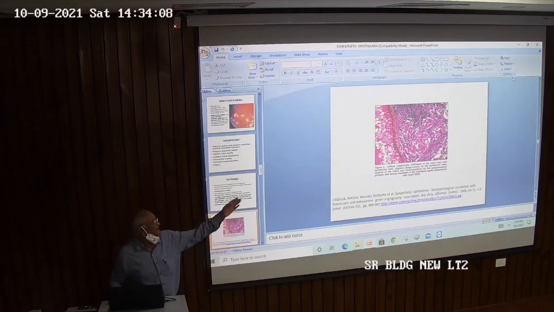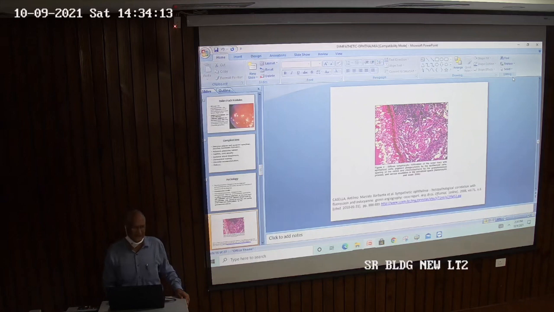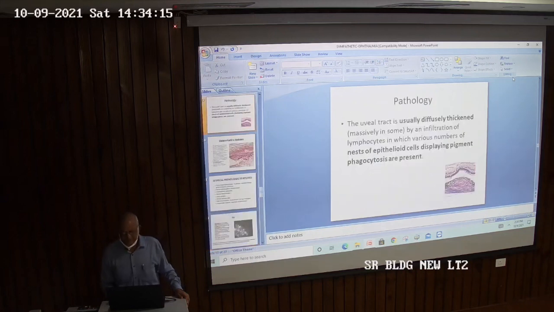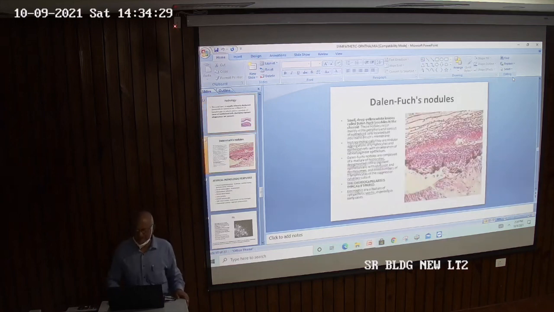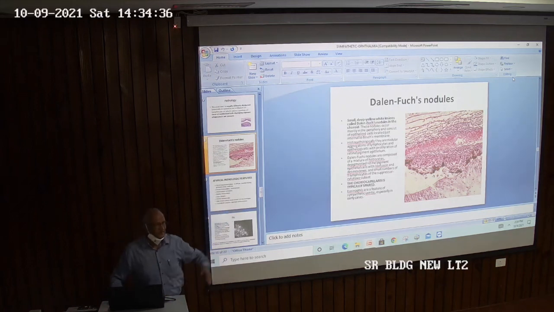You can see here the lymphocytic infiltration and epithelioid cells. Again, in the pathology, the uveal tract is usually diffusely and massively thickened by infiltration of lymphocytes, with various numbers of nests of epithelioid cells displaying pigment phagocytosis. All these things are there, and the choroidal structures are seen. This is the Dalen-Fuchs nodule. You can see the structure, with all the lymphocytic infiltration and epithelioid cells.